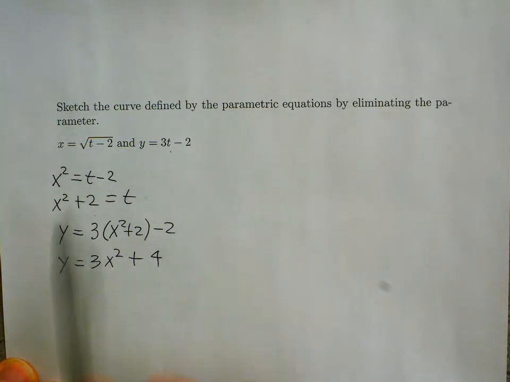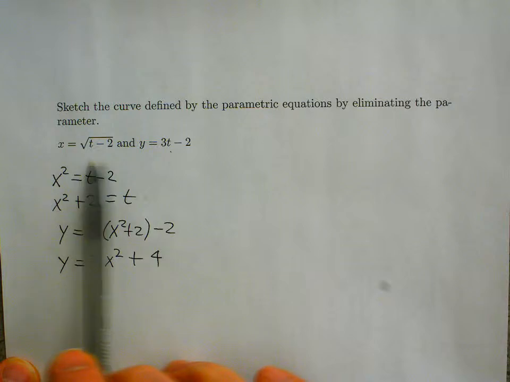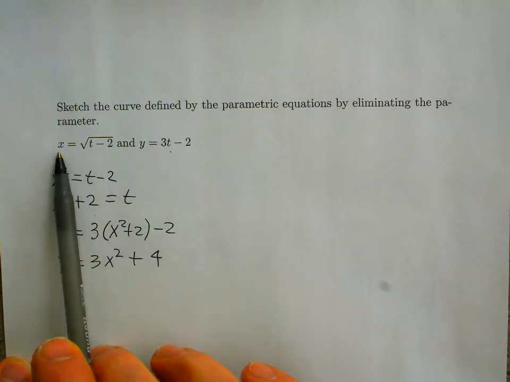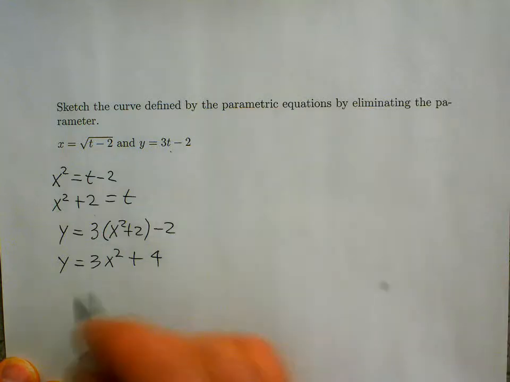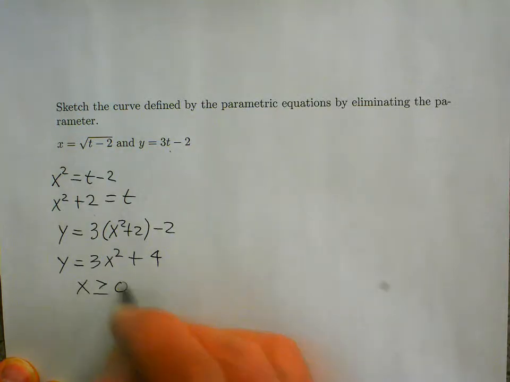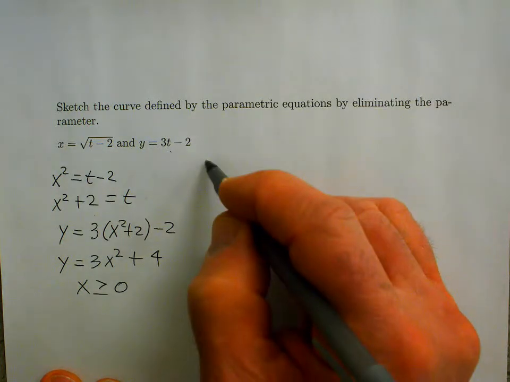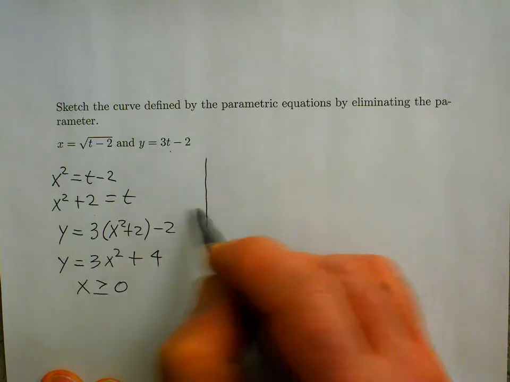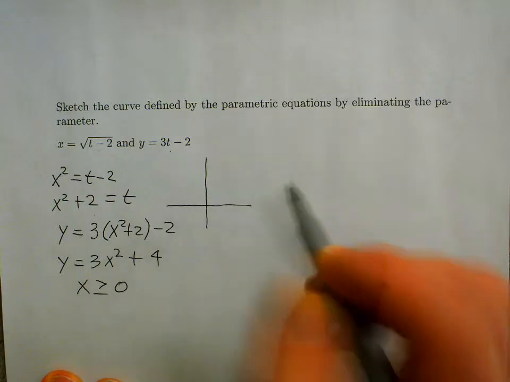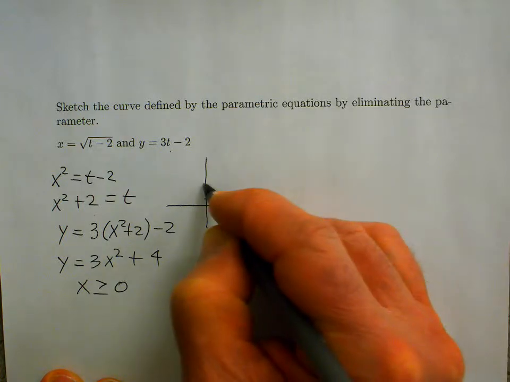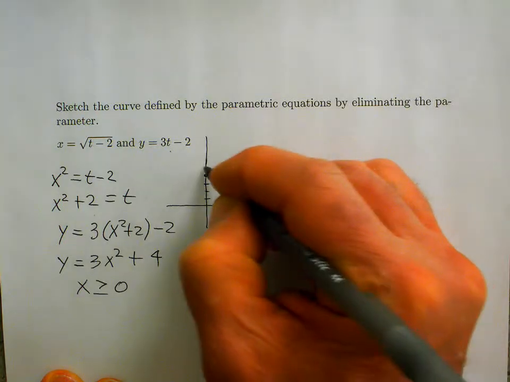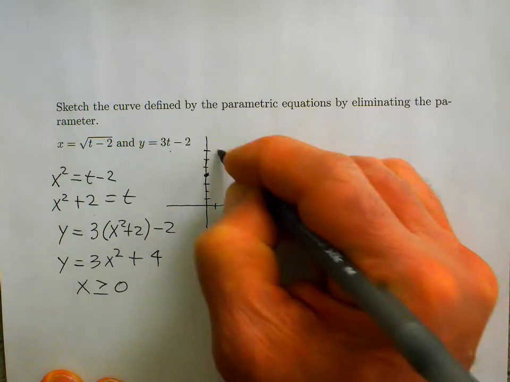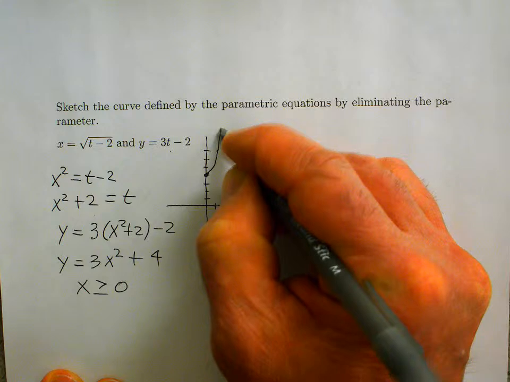And we observe from how the equations are defined, x is the positive square root of t minus 2. So the x values must be greater than or equal to 0. As we saw yesterday, the graph will just be half of a parabola with the vertex at (0, 4). So that's the graph that we get.